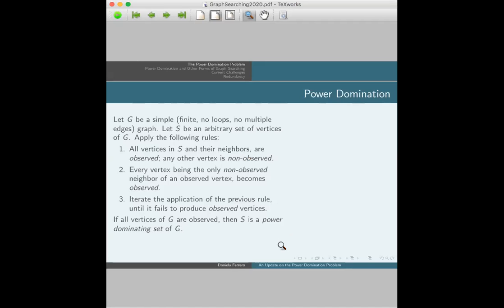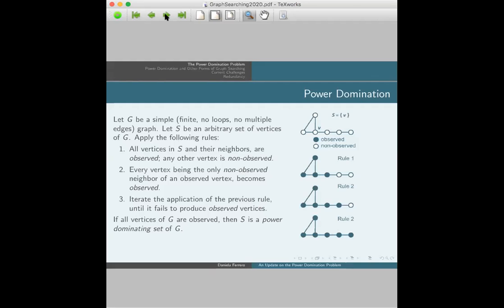And then we proceed iterating this rule, which says every vertex who is the only non-observed neighbor of an observed vertex becomes observed. Let me just show you, because I had a little figure to show you how these rules are applied. Suppose that we have this graph here, and we start with this vertex B, and this is the set S. I'm going to represent the vertices that are observed with a bold dot, and the other ones with a white dot.